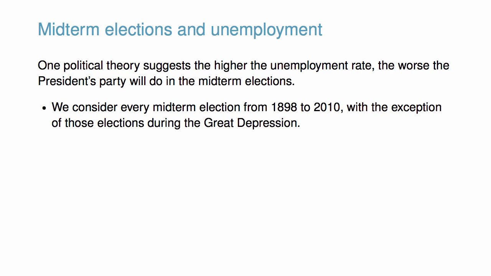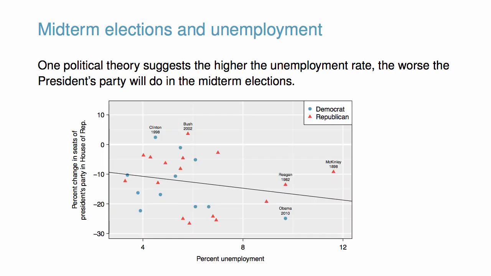We consider every midterm election from 1898 to 2010, with the exception of those elections during the Great Depression. Here are the data in the corresponding linear regression. The estimated parameters of this regression relate the percent change in House seats for the president's party and the unemployment rate. We might wonder, do these data provide strong evidence that the true linear model has a negative slope?